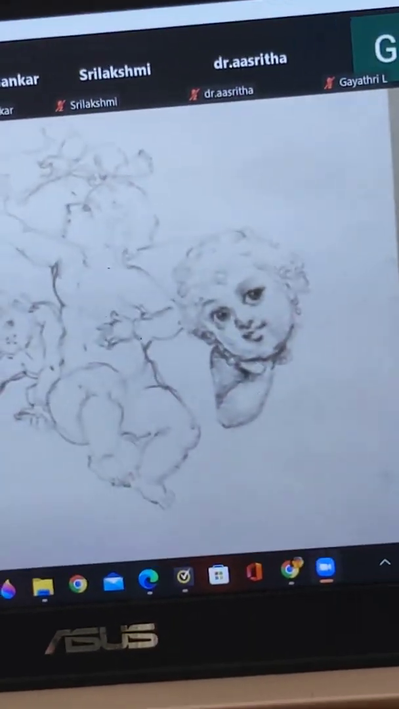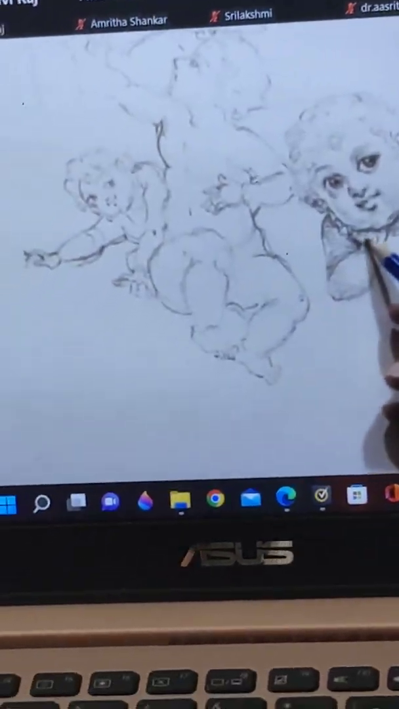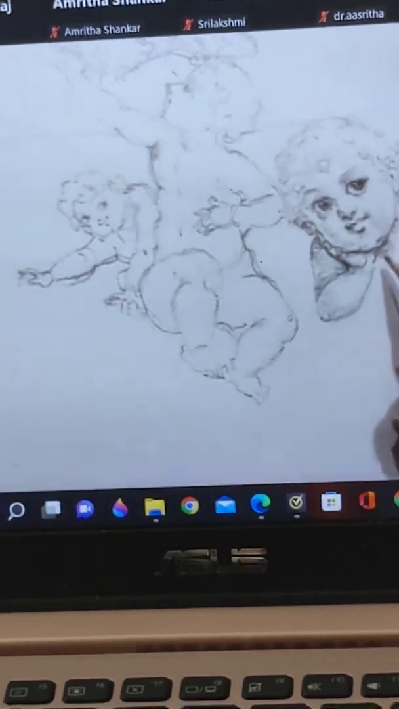So he says that if the baby is smaller than this age, it's going to be equal to 4 heads.